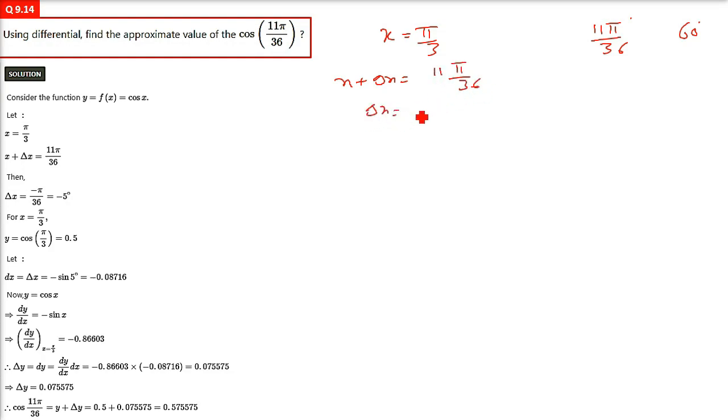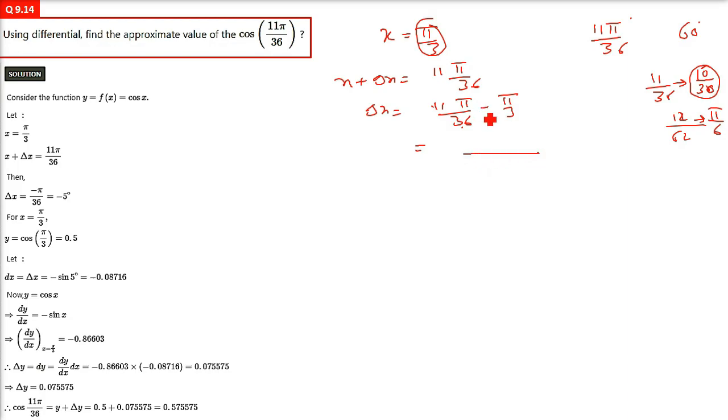First, let us do this. x plus delta x is 11 pi by 36. Delta x will be 11 pi by 36 minus pi by 3, and that is going to be equal to minus pi by 36. Because 11 by 36, I can assume it to be, say, 10 by 30. So it's coming nearer to pi by 3, for which the value is known to us. If it would have been, say, 12 by 62, I would have taken pi by 6 as the approximation. I hope you got the idea. That is why pi by 3 is taken as the approximation, the value which we know, so that we can compute it later on.